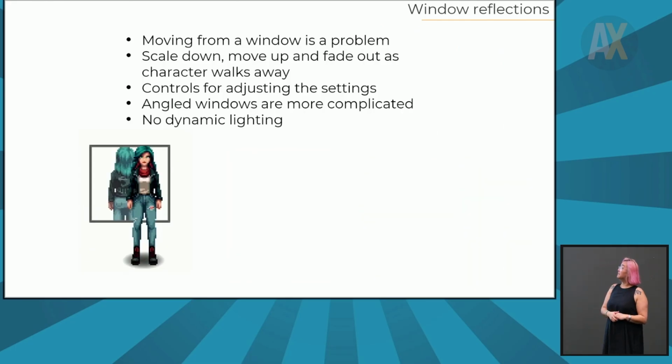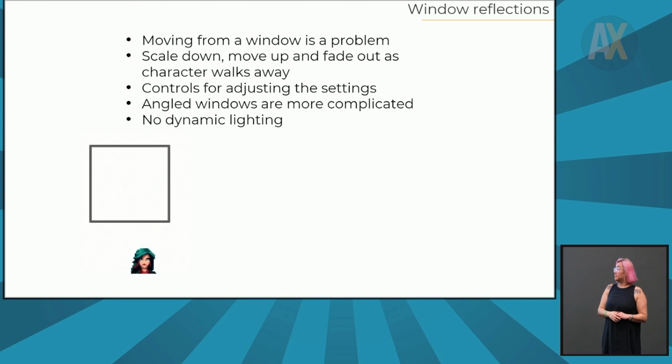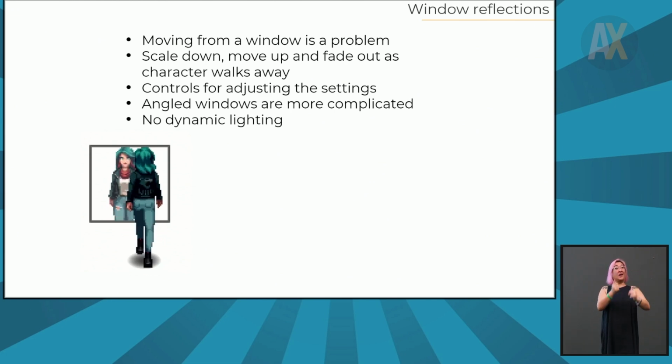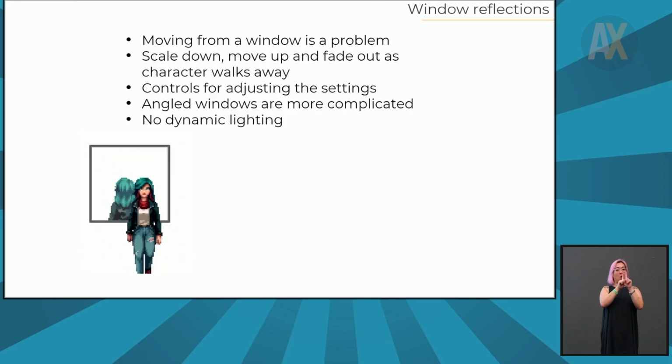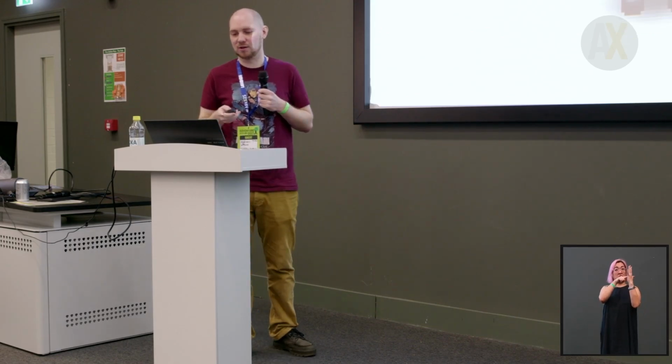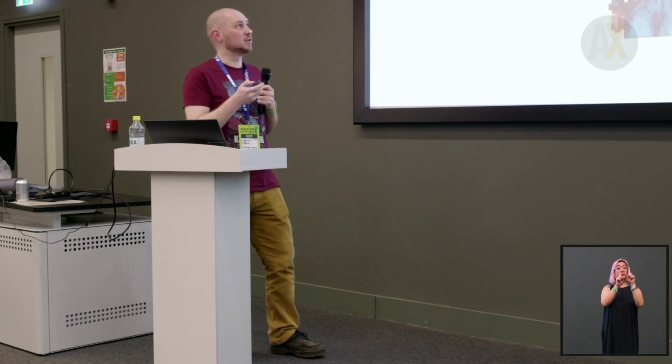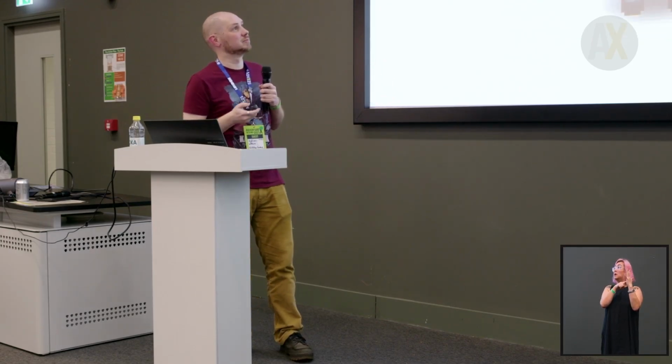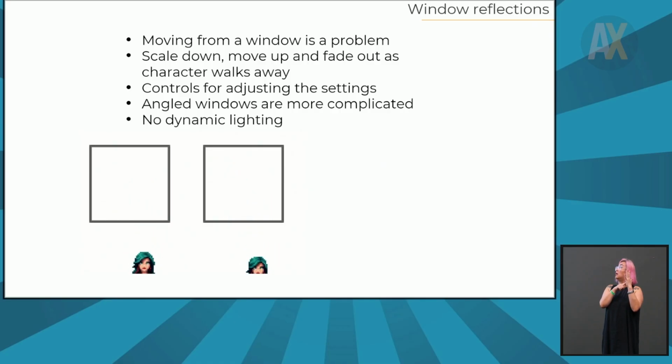So this looks great in a screenshot, but as soon as the character actually starts walking away, it looks horrible and makes no sense. So to fake the illusion of depth in the reflection, we scale down the reflection and move the sprite, fade out the sprite as it moves away from the window. At the same time, we also move the reflection upwards so that it doesn't follow the character down as much anymore. So here we have that right here.